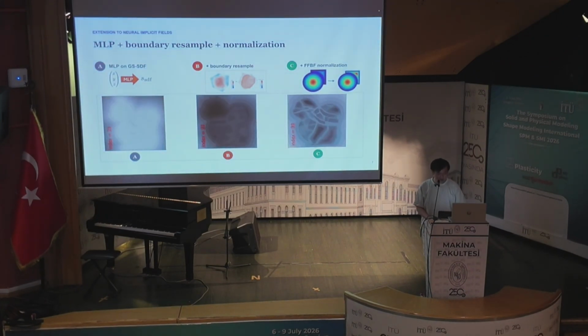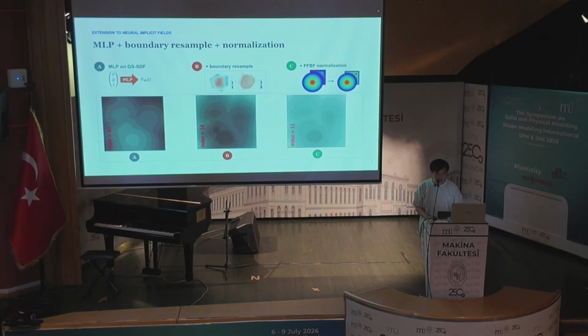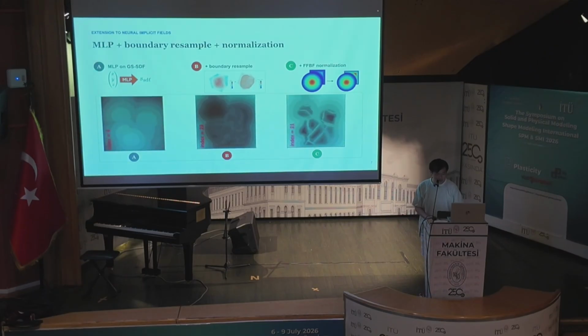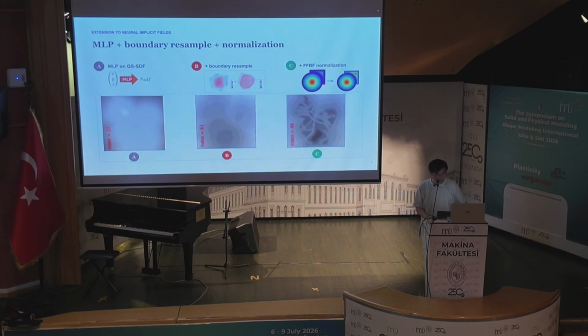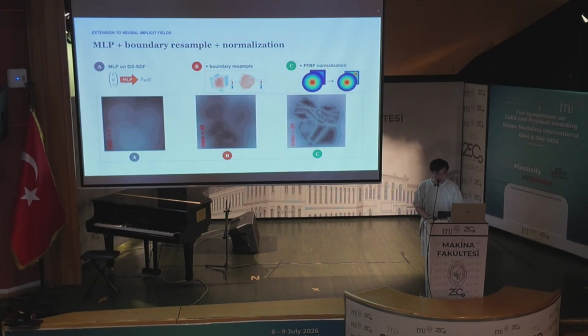For the continuous neural implicit, the full recipe is that we use the MLP plus boundary-centric sampling plus FFBF normalization. You can see the ingredient effects. For A, a plain MLP on the GSSDF, the boundary is blurry. After B, adding boundary resampling, it becomes better. After C, adding the FFBF normalization, the fragment separation becomes crisp.